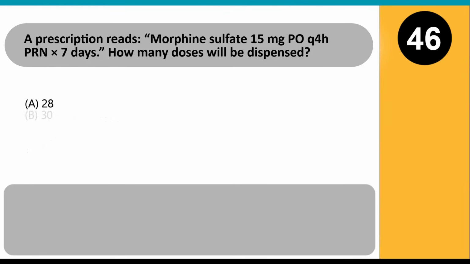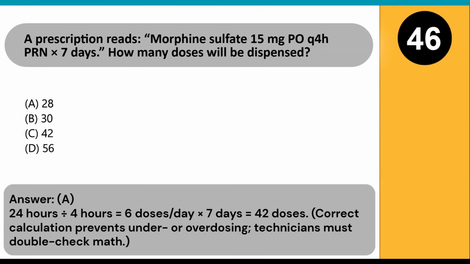A prescription reads, morphine sulfate 15 mg PO q4h PRN times 7 days. How many doses will be dispensed? A. 28. B. 30. C. 42. D. 56. Answer C. 24 hours divided by 4 hours equals 6 doses per day, times 7 days equals 42 doses. Correct calculation prevents under or overdosing.